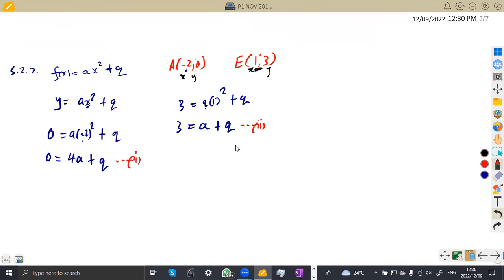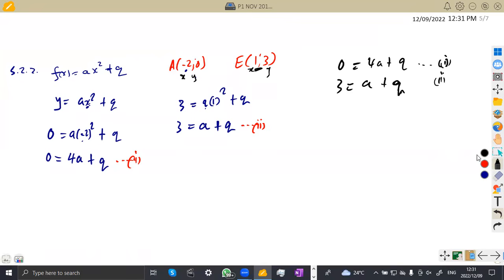So I think now we are used to that part. So I'm going to avoid using the substitution method. I'm going to work with elimination this time. The first equation we are given is 0 is equal to 4a plus q. Then the second equation, 3 is equal to a plus q. So that's our first equation, and that's our second equation.